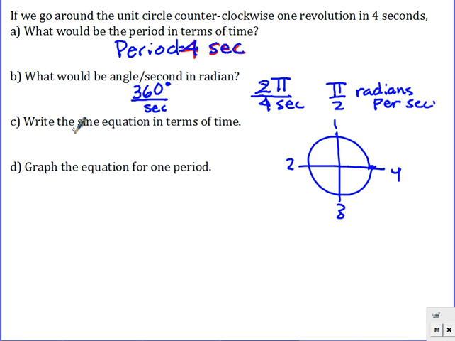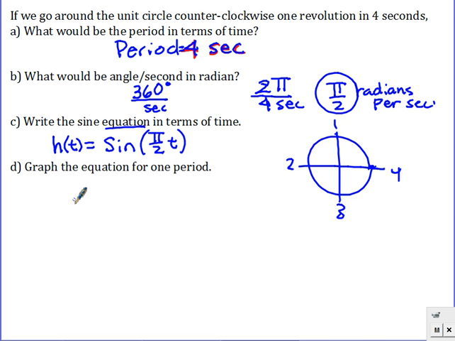All right, so now we need to write the sine equation in terms of time. If it says equation, I better have an equal sign. So let's say h of t, in terms of time, is equal to, let's see, all that we have adjusted is this 4 seconds. So we're going to have sine, and we figured out this was our rate, so we're going to put pi over 2 times time. This is radians per second times the number of seconds, so the seconds cancel out, and we end up with just an angle measure. All right, so that would be our equation.